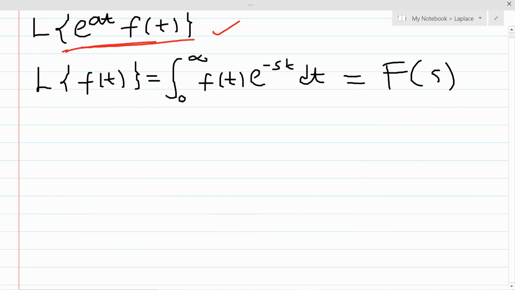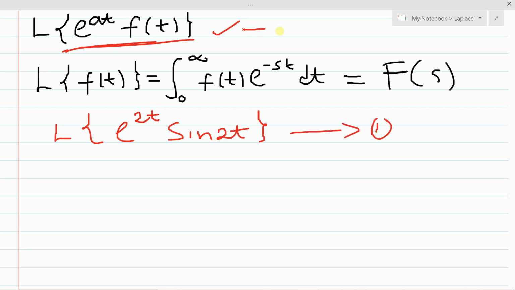So we have an example here. Let's find the Laplace of e to the power 2t times sine of 2t. Comparing this that we have here with this one, you can see that f of t is equal to sine of 2t.